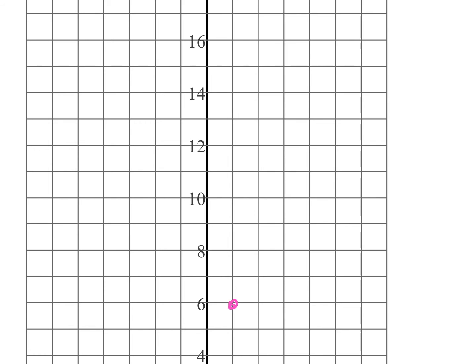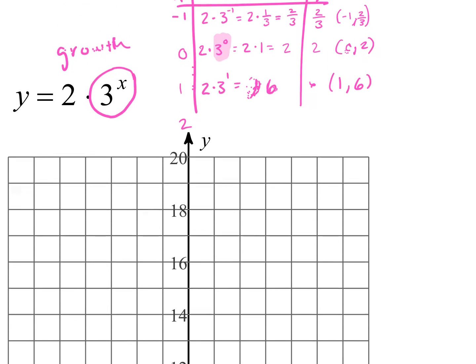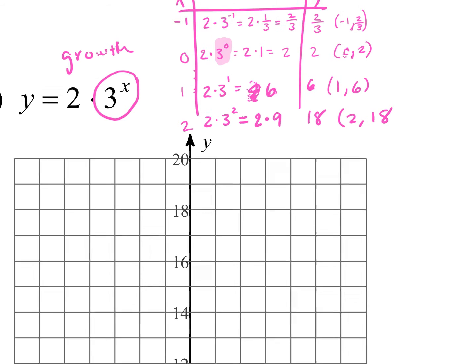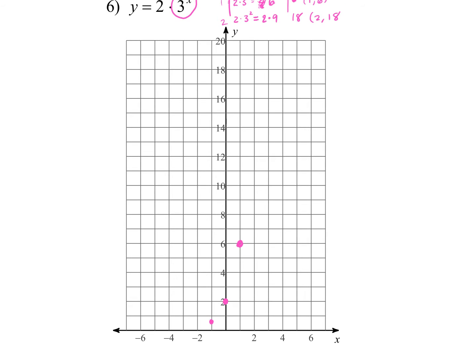And lastly, we plug in 2, so we have 2 times 3 to the power of 2. What's 3 to the power of 2? 9. So this is 2 times 9. And what's 2 times 9? 18. So we plugged in 2 and got 18. On our graph, we go to the right 2 and up to 18. And this is our graph. Again, here we see we have exponential growth going on, so we know we graphed it right.